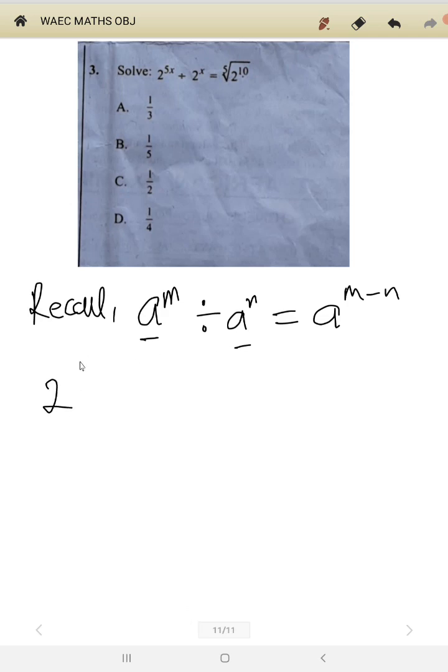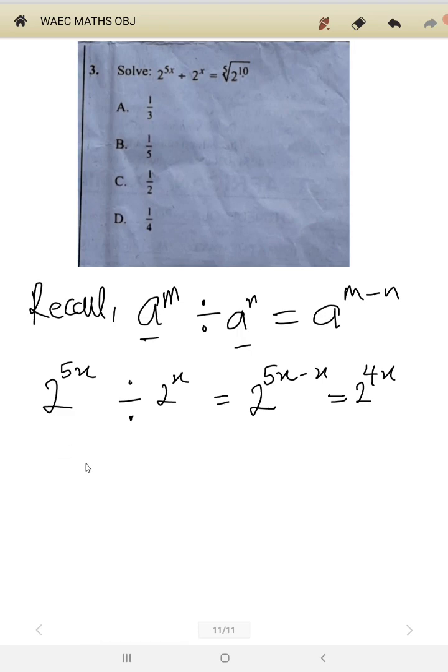You have 2 raised to power 5x divided by 2 raised to power x. You discover that they have the same base. It means that 2 raised to power 5x minus x, which is 2 raised to power 4x. So you have applied the law of indices to solve this. So you combine it into one, and the 2 will now become 1.